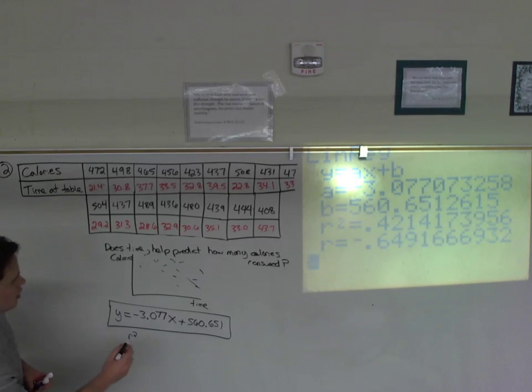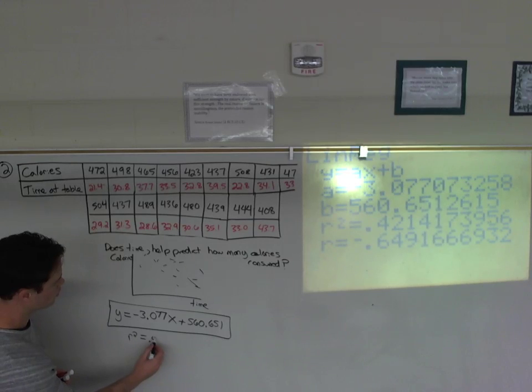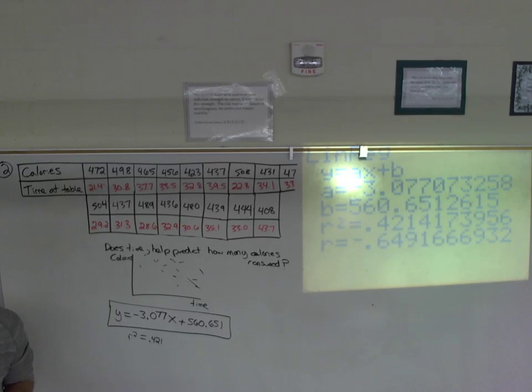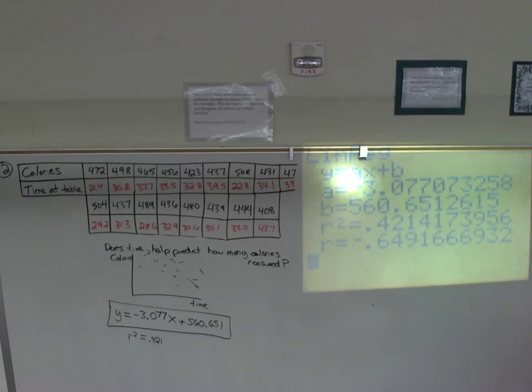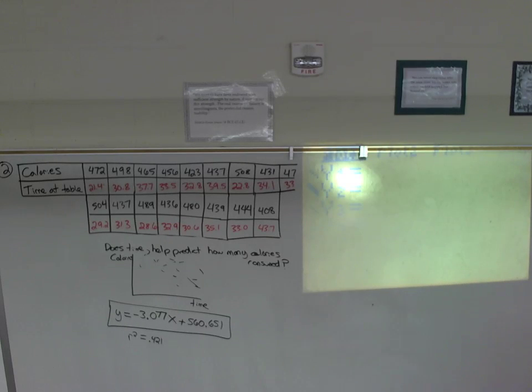Okay, so I got r squared is 0.421. That's not quite as good as I was hoping for. It's not awesome, but it's not terrible. Okay, so how can I check to make sure that I did this right and I didn't switch my list or do something wrong? Go type your model in. Put your model in y equals and it better fit like it was supposed to. So I'm going to type it in.